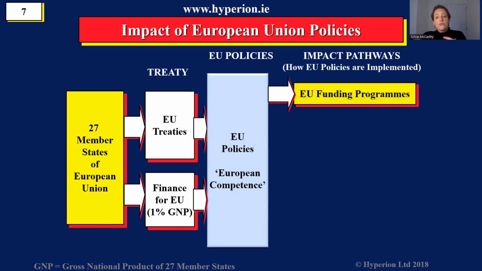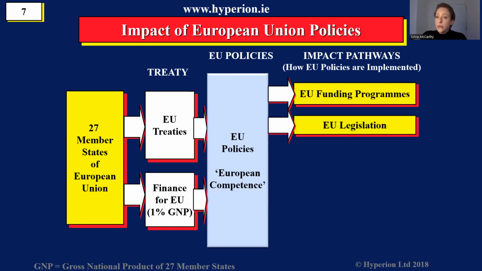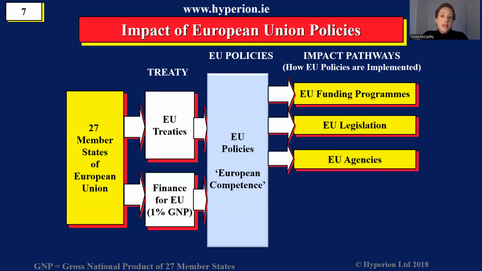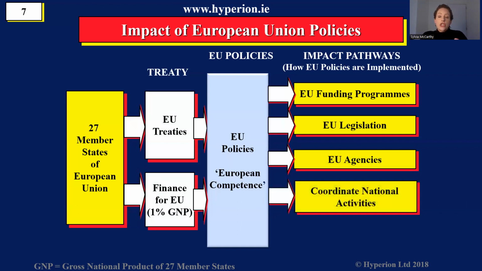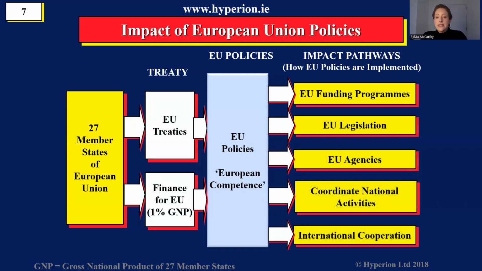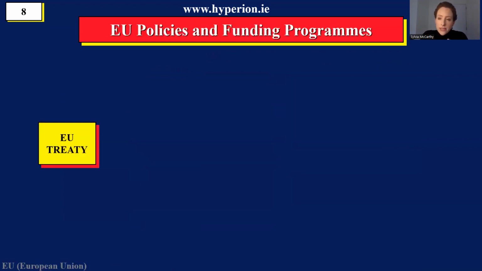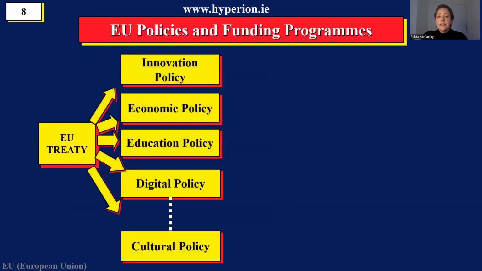Are they implemented through funding programs, through new or improved legislation, through the support of the EU agencies, the coordination or support of national activities, and participation in international cooperation? These are the impact pathways from the point of view of the policymakers. Focusing on the funding programs here, we've seen those different policy areas of European competence, such as research and innovation policy, economic policy, education policy, and so on. And they have their related funding programs.